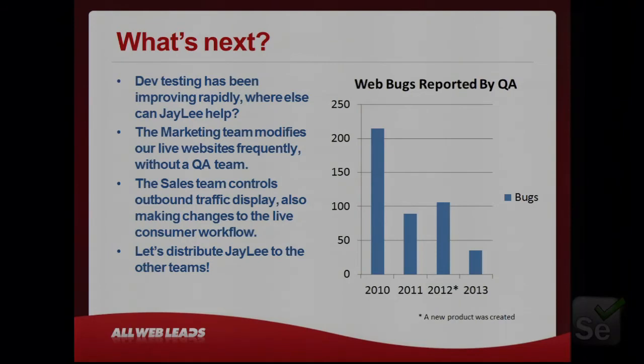So we're having success with this on the engineering team. What else can we do? Well, the marketing team's making changes to our live websites. The sales team's making changes to our live websites. So let's give this tool to them. So we started with marketing, and you can see from this graph that it's helping.